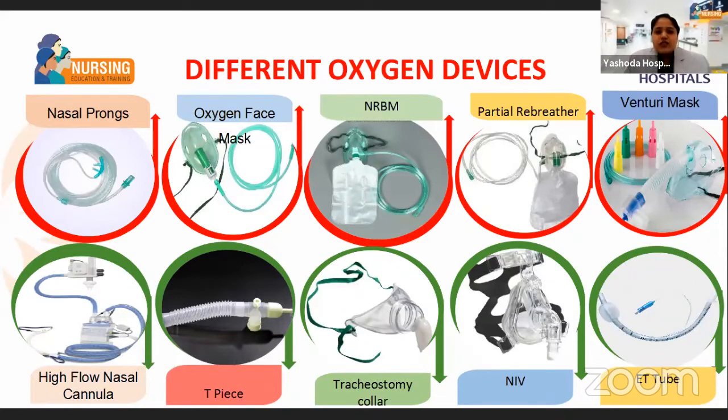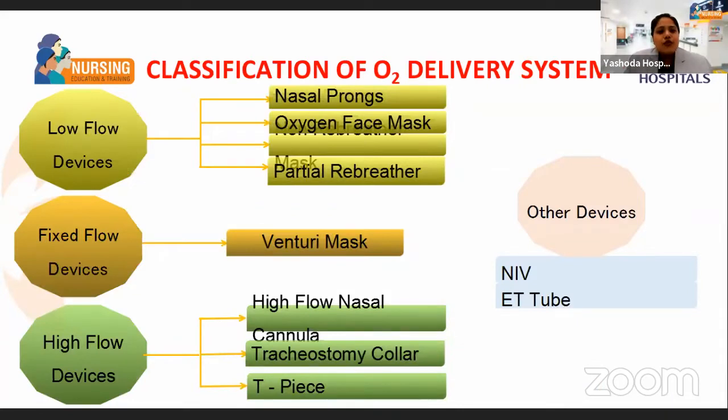So let's first look into the classification, as we have low flow, fixed flow, high flow, and other devices. In low flow, we have nasal prongs, oxygen face mask, non-rebreather mask, and partial rebreather. Whereas in fixed flow, it is venturi mask. And in high flow devices, we have HFNC, tracheostomy collar, T-piece. And in other devices, we have NIV and ET tube. So that's about the classification. You can make a note of all those things.